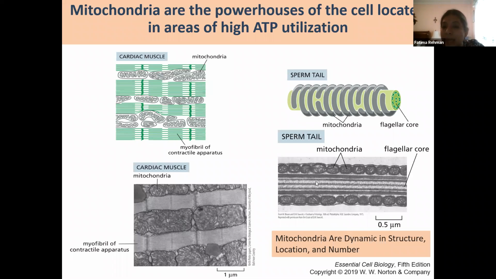Similarly, in a sperm's tail, you would also see mitochondria lining the entire flagellar core structure, helping to power that structure so that it can move in a very efficient manner, at a fast speed, to do the work that it needs to do, right? And like I said, the number and the way they're organized is different depending on what tissue you're looking at and what function it needs to help actually power in that particular space.